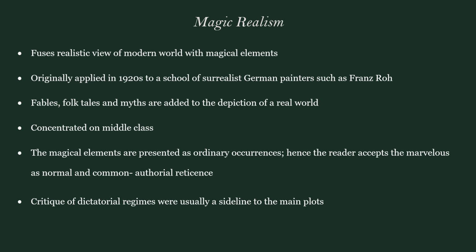The writers, the authors always represent these magical elements as ordinary occurrences. We never feel that these are something extraordinary or odd. The reader accepts the marvelous, the fantastic as normal and common. This is what we call authorial reticence. Authorial reticence means being uncommunicative. He never gives us a hint that this is something extraordinary, this is something new, supernatural, which never happens in a real world. We, during the reading, accept it as reality.